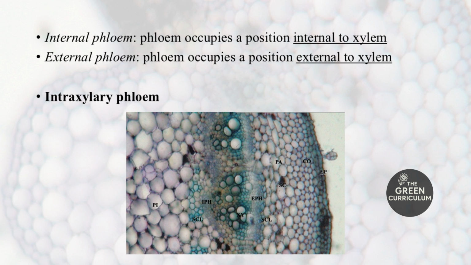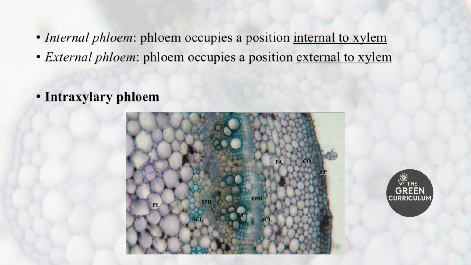Means if we take the section of a plant part, and the xylem is situated towards the periphery and phloem is situated towards the pith, such type of phloem is categorized as internal phloem.